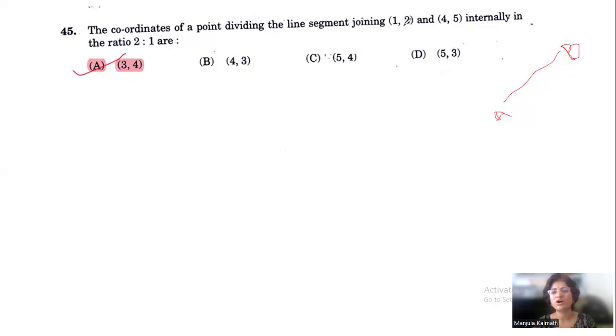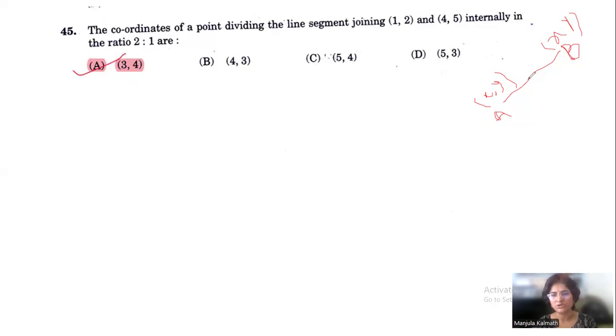Here we have x, y and x, y. I consider the initial point A as x1, y1 and the final point B as x2, y2. So A of x1, y1 is (1, 2) and B of x2, y2 is (4, 5). So here we have a point dividing the line segment joining these 2 points internally in the ratio 2:1.